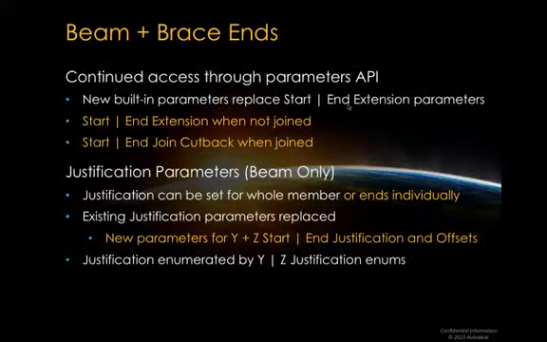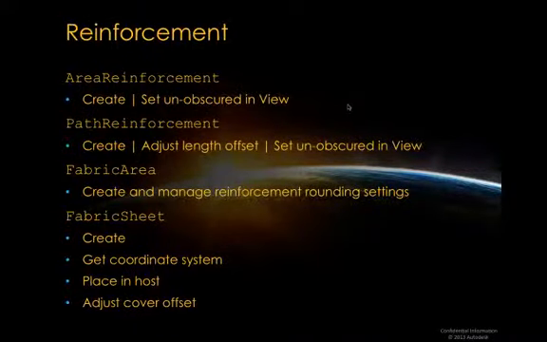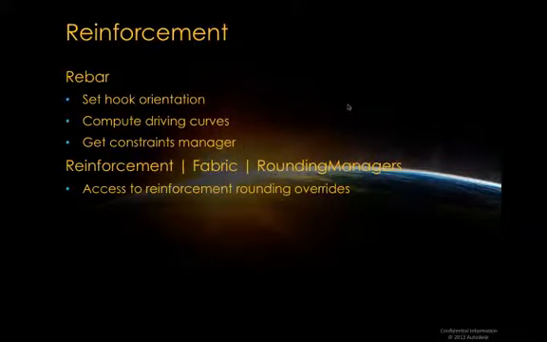Beam and brace ends are still accessible through the parameter API, but we also have new built-in parameters to replace the start and end extension ones. We have justification parameters valid on the beam. I mentioned the new reinforcement functionality. From the API point of view, we have new reinforcement classes for area reinforcement, path reinforcement, fabric area, fabric sheet. On the rebars, we can set the hook orientation, compute the driving curves, obtain the constraints manager, and access the rounding overrides of reinforcement elements.